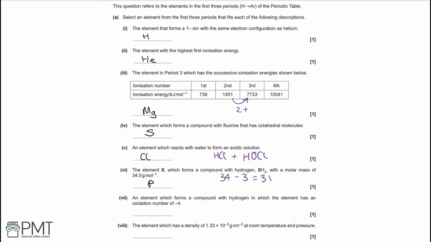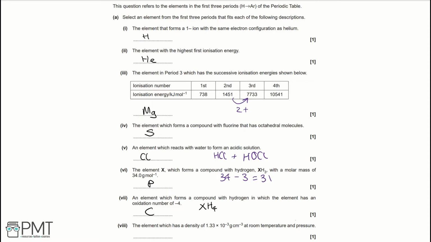Part 7. An element which forms a compound with hydrogen in which the element has an oxidation number of -4. So what we're looking for is a compound of XH4, so an element that can bond 4 times with hydrogen and have a negative oxidation number of -4. So that means we're going to look at group 4 on the periodic table. And the element that will do this is carbon. So to get the mark for part 7, we need to write carbon on the answer line.